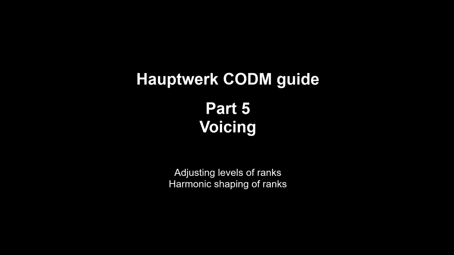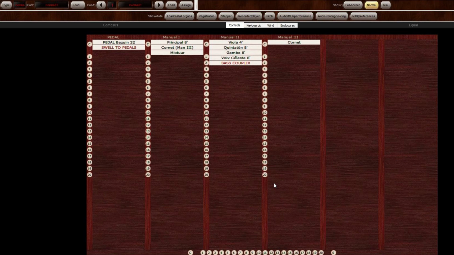Welcome to part 5 of this tutorial on how to make a custom organ for Hauptwerk with the CODM. In this part we will do some voicing. We will adjust the levels of the ranks and maybe some harmonic shaping. It is important to get the levels of the ranks in place before we set up enclosures and tremulants, so their settings will be based on the right rank levels.